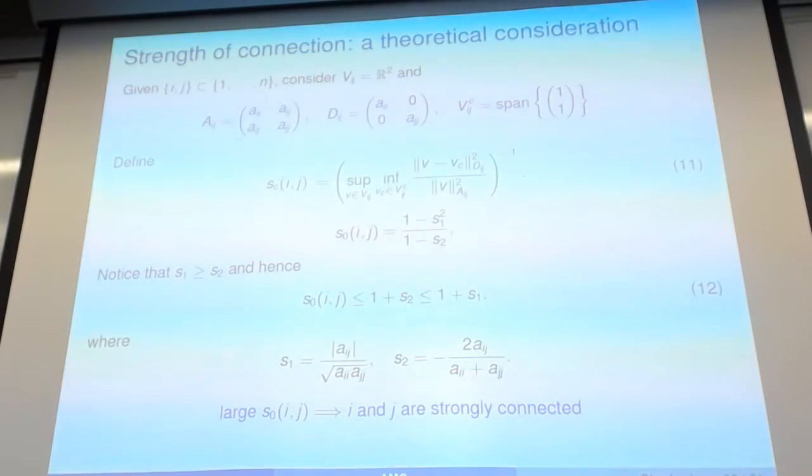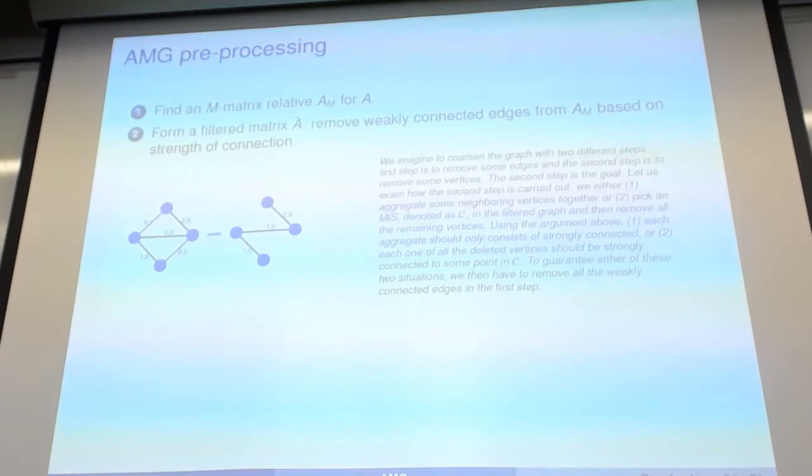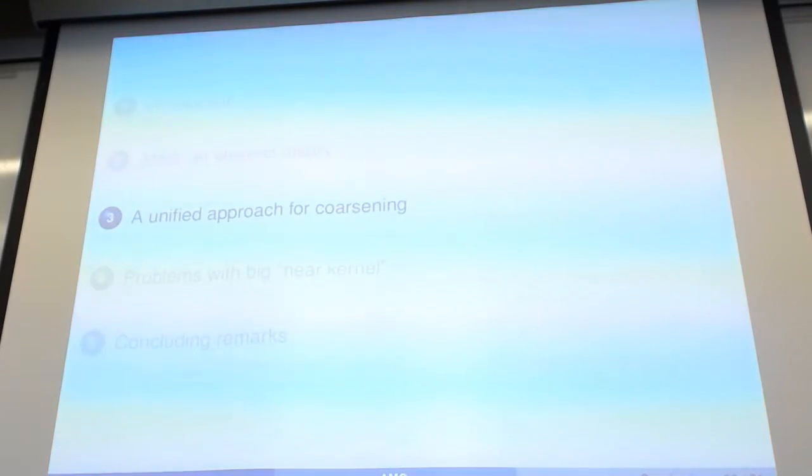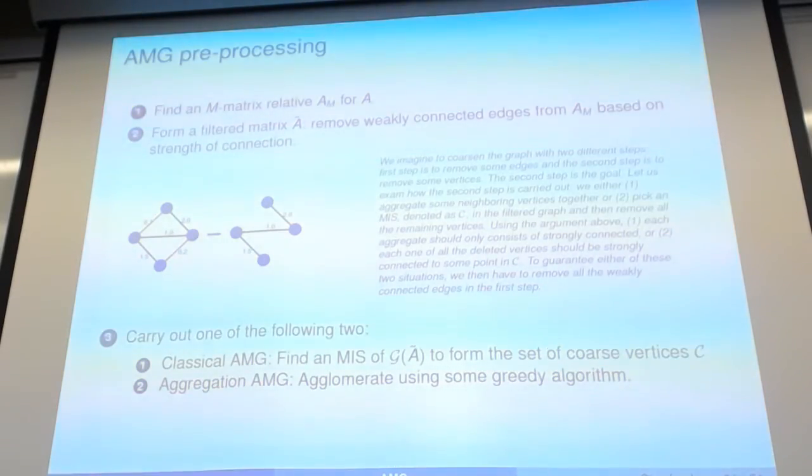If this one is large, they are strongly connected. So wait a minute, let's see how much. Okay, here's the deal. So how does the AMG pre-process? First of all, you pick a MHU relative. This applies to all the matrix problem for second-order elliptic equation. So you do MHU relative. So you form a filter, namely that you remove the weakly connected edges from AM. You drop all those things.